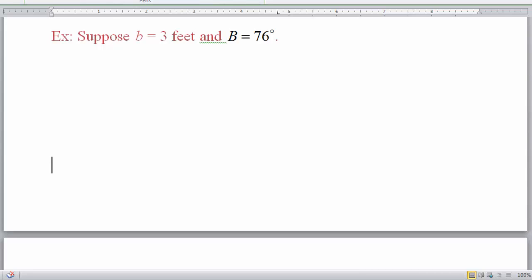So we'll try one more of these solving right triangle problems. In this case I'm given leg B, which is 3 feet, and angle B, which is 76 degrees. Again I can use my same general boring picture of a right triangle.